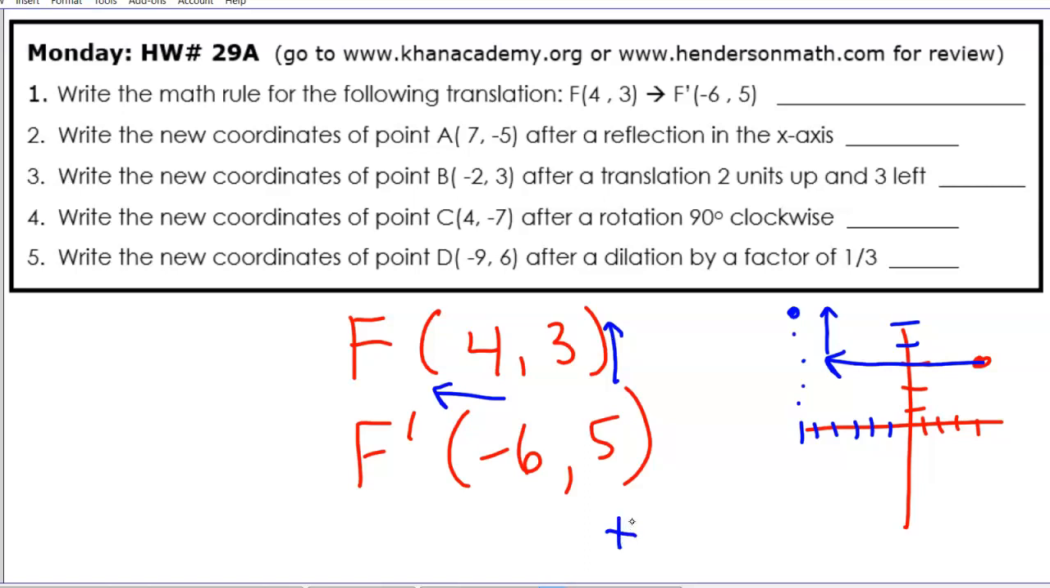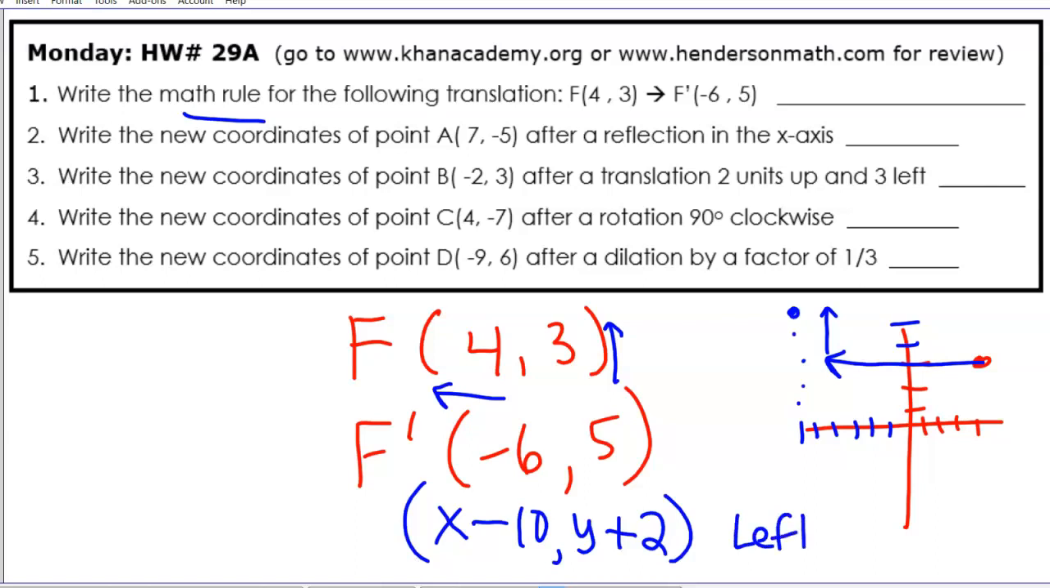So since this number went up 2, we would use a positive sign. And since this number went left, and it looks like it went 4 and 6, it went left 10 spaces, we're going to use a negative sign. So typically, when you write a math rule, you write that the x value is changing by -10, and the y value is changing by up 2. You could write it in English, left 10, up 2.